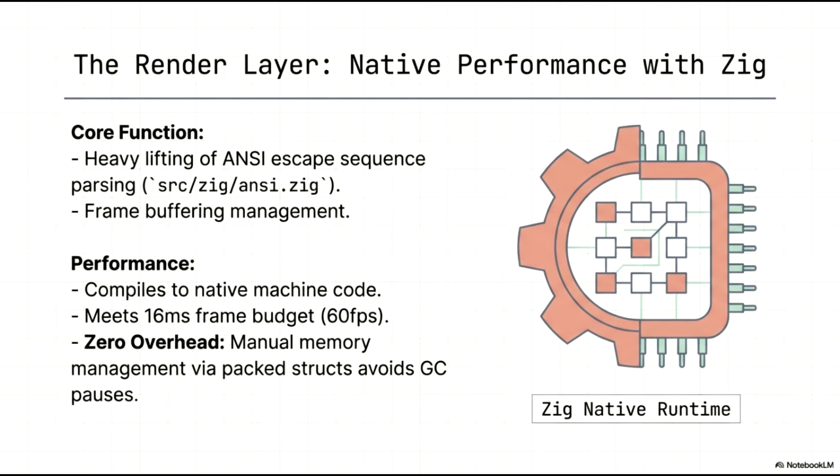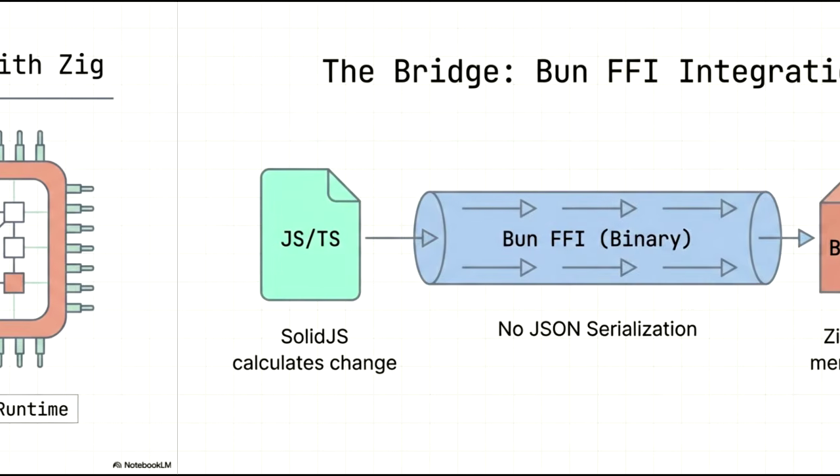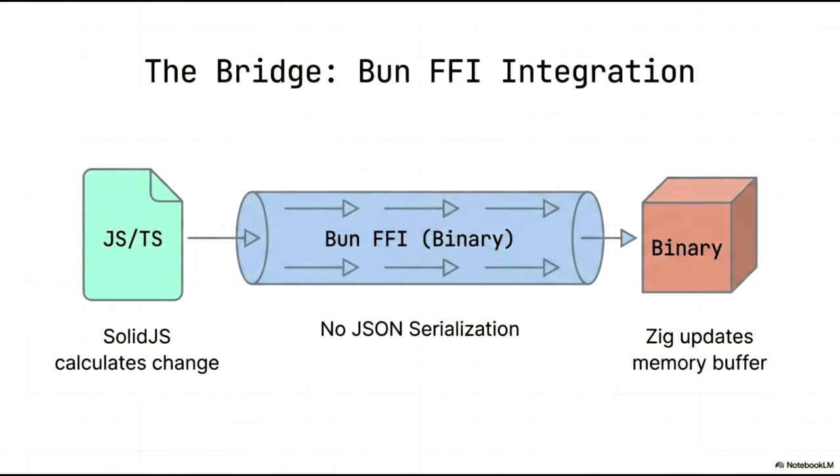From a performance perspective, Zig compiles directly to native machine code, allowing us to consistently hit our 16-millisecond frame budget for a fluid 60 frames per second. By utilizing manual memory management with packed structs, we ensure zero overhead and avoid the unpredictable pauses associated with garbage collection. This architecture illustrates how Bun's foreign function interface serves as a high-performance bridge between high-level logic and low-level execution.